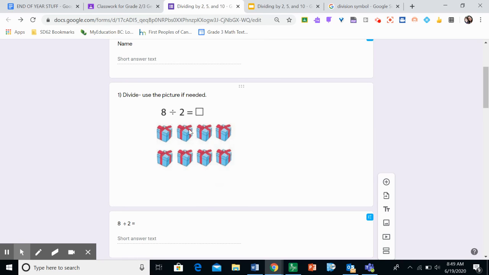Split that right down the middle. So 8 divided by 2 is, if you're having trouble doing that, you can actually skip count by the second number to the first number. So 2, 4, 6, 8. So how many times did you skip count? That's your answer.